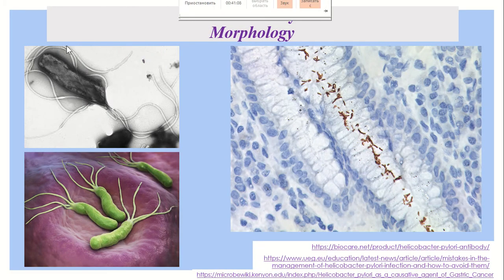Here I add for you the electron micrograph of the Helicobacter pylori with the 3D structure, and also the immunohistochemistry of the Helicobacter pylori microorganisms.